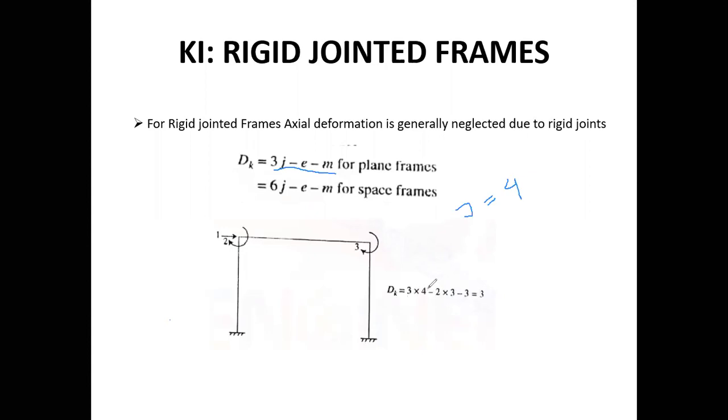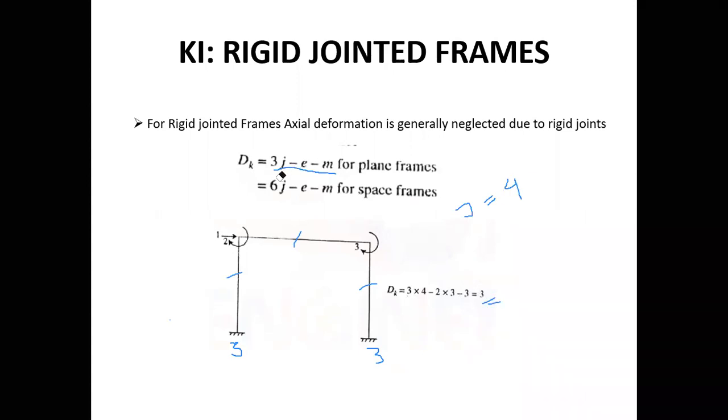So the number of joints is 4. So that is 3 multiplied by 4 minus e. What is e? E is the number of reactions. There are 3 reactions over here and 3 reactions over here. So that is why it is 2 multiplied by 3, minus 3. 3 is the number of members. How many members are there? 1, 2, and 3. 3 members are here. So the degree of kinematic indeterminacy becomes 3.